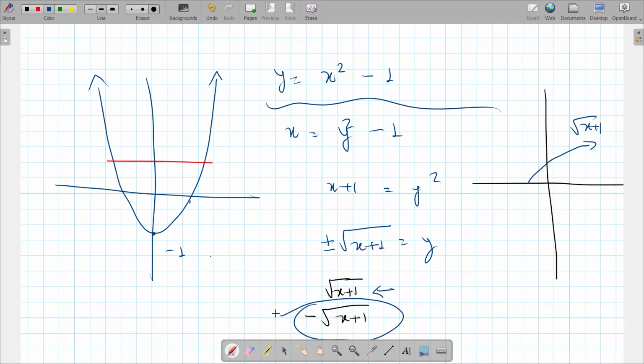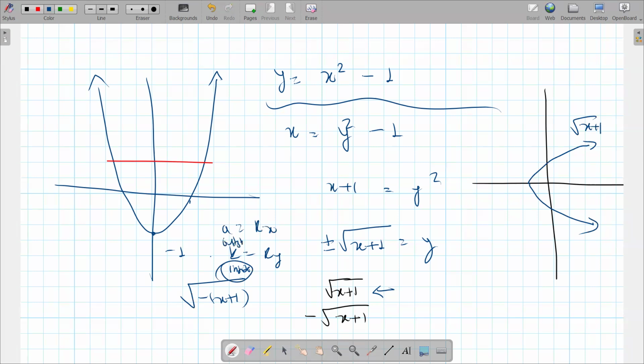Negative root x plus 1 is the exact same thing, except it's a reflection. Is it a reflection on the x-axis or a reflection on the y-axis? It's on the x-axis. So it flips here, okay? It would be y-axis if it was inside the function. Remember, k is what does the y. K is a reflection on the y-axis, and it's always inside the function, the negative sign. A is a reflection on the x-axis, and the negative sign is always outside the function. So here it's outside, so it would be a reflection on the x-axis.